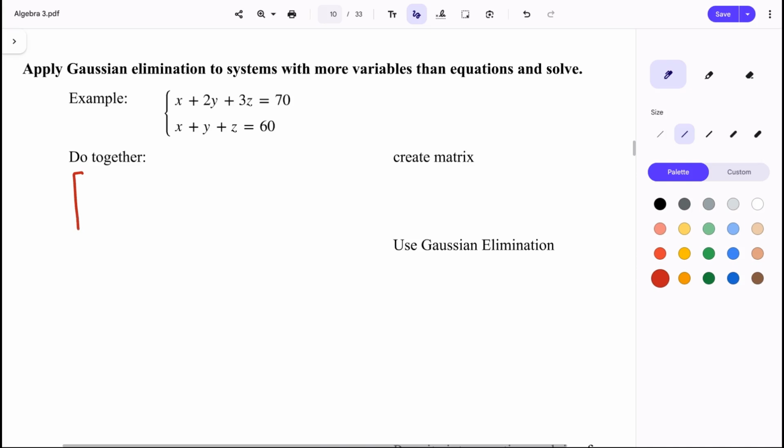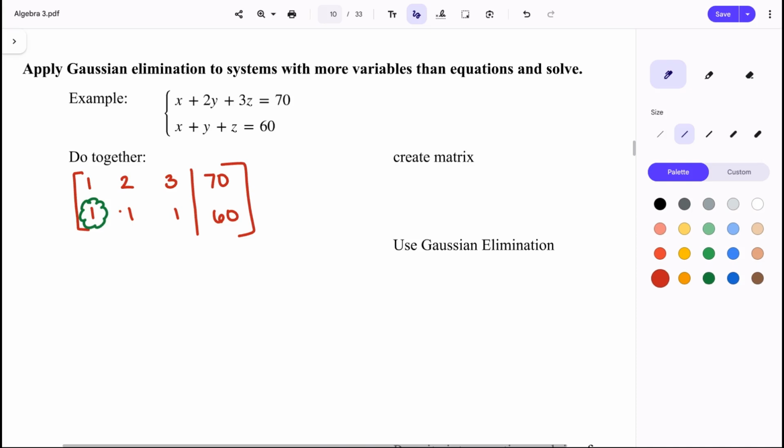So what would I be putting in my matrix based off of this system up here? 1, 2, 3, 7, 1, 1, 1, 6. Good. Now, to make this simpler on me, it would be nice if I could get rid of a letter. So on that second one, how could I get this 1 that's in my x term right now to go away and become a 0? Subtract row 1 and row 2.